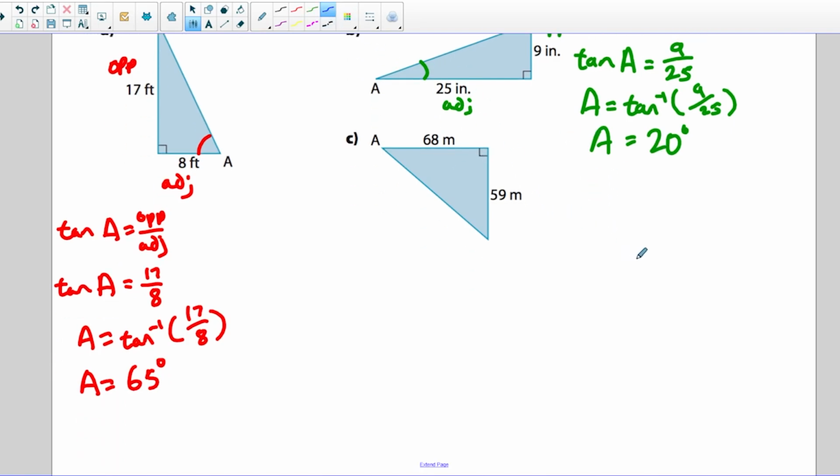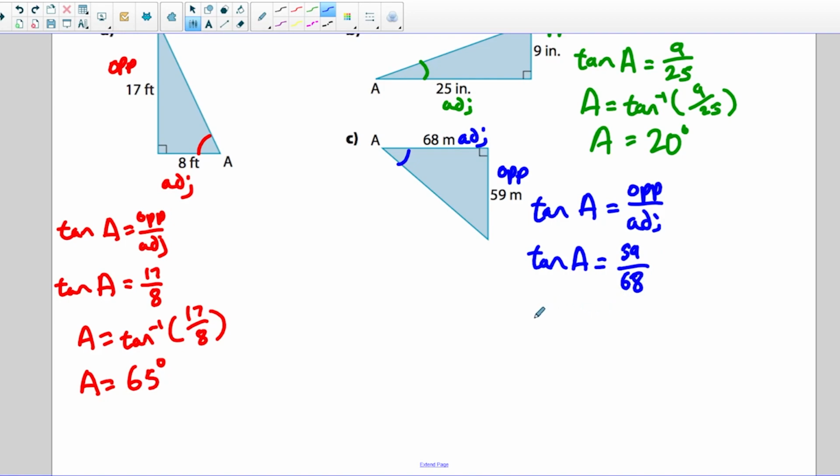Last but not least on this page, we're going to take a look at example C. So you know that angle A is up here, which means that the 59 will be my opposite side, and the 68 is my adjacent side. So again, starting off with the tangent ratio, tangent of A is equal to the opposite side over the adjacent side. We can fill in what we know. Tangent of A is equal to 59 over 68.